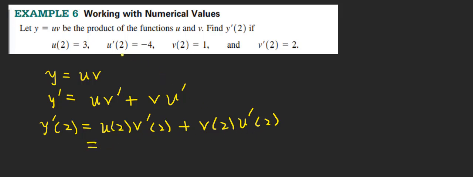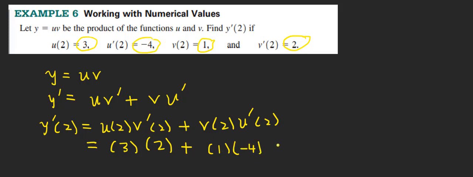Now all this information is given over here. What is u of 2? That's 3. What is v prime of 2? That is 2. What is v of 2? That's 1. And finally, u prime of 2 is negative 4. And you clean this up, you get 6 minus 4, which is 2. So therefore, y prime of 2 is 2.